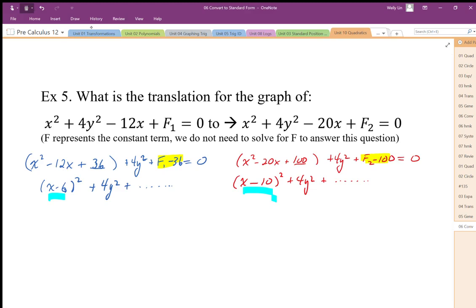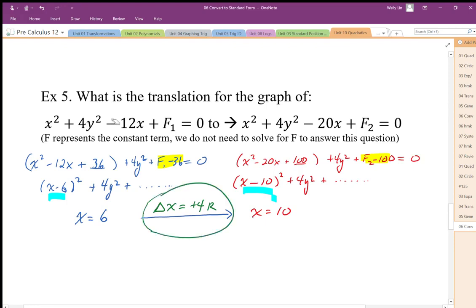What's happening? I have an x equals positive 6 center here, and it's changing to an x equals positive 10 center here. So the change in x is what I'm looking for. What's the translation? The translation is going to be plus 4, to the right. That's the change as I change the d value from negative 12 to negative 20. It ends up being a translation of 4 to the right.